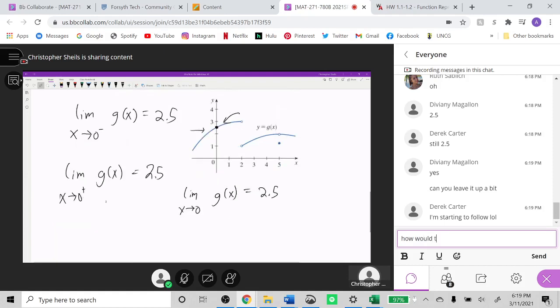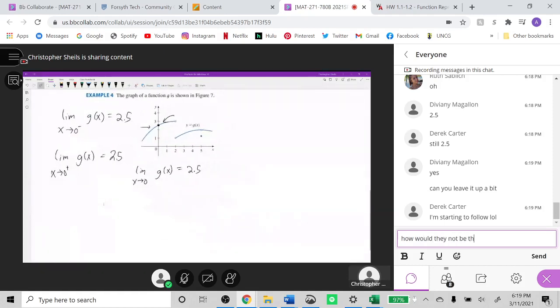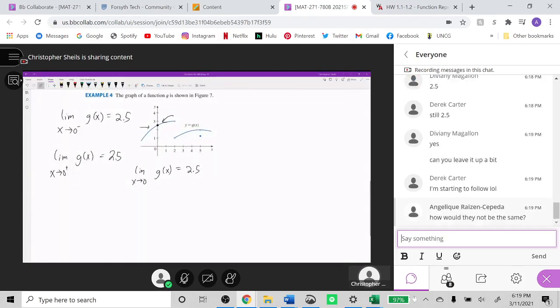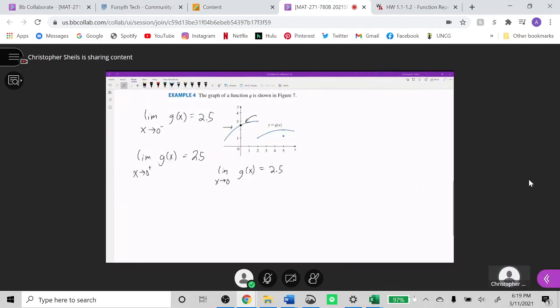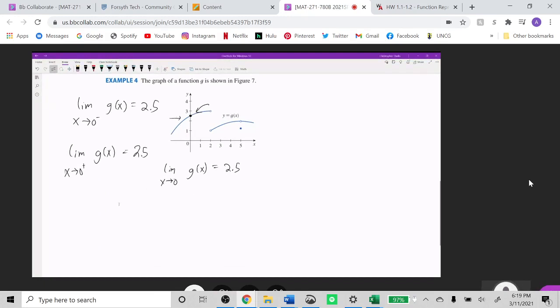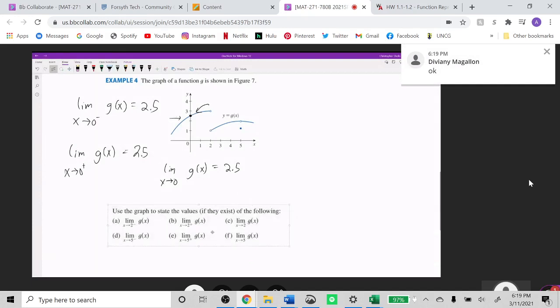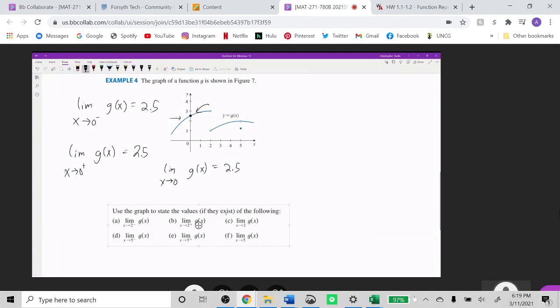Well, I need to scroll down just a little bit, and zoom out a little bit, I suppose, because I need to copy the additional problems over here. Group. How would they not be the same? Well, like in the Heaviside function that we looked at earlier. Or, let's look at A and B right here.